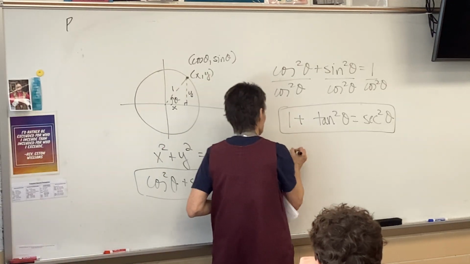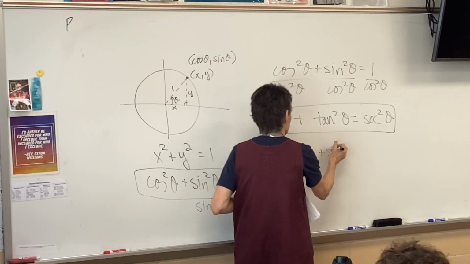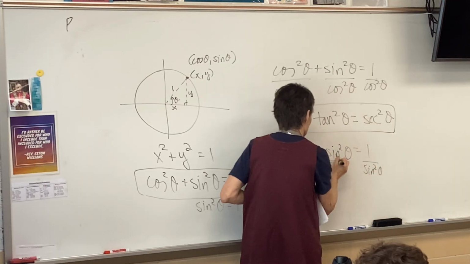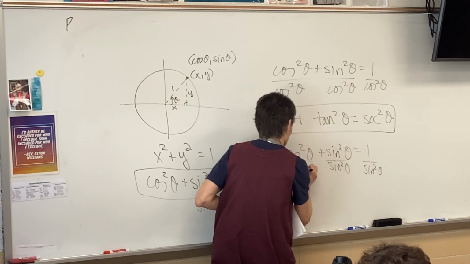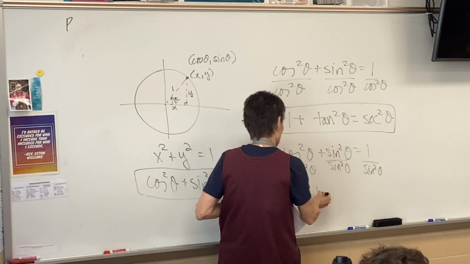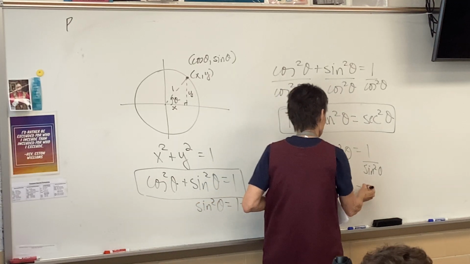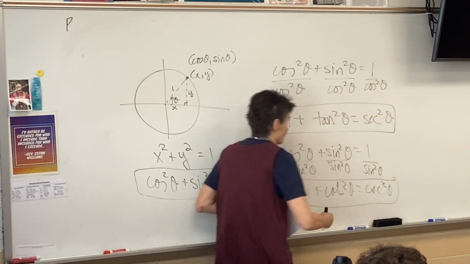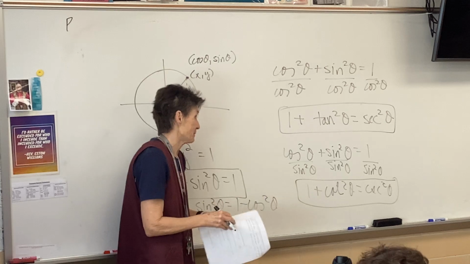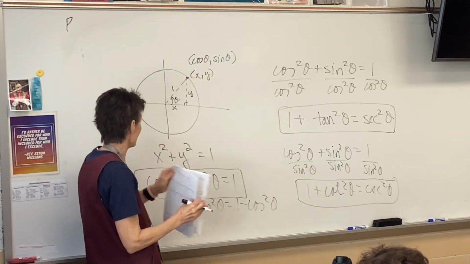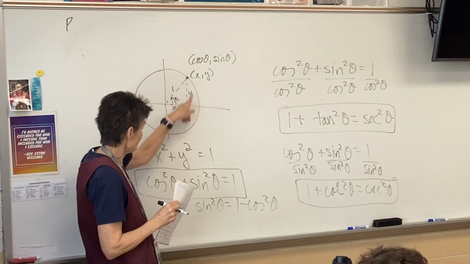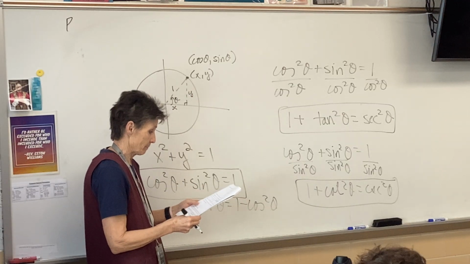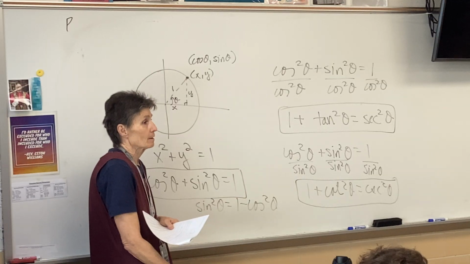What happens if we divide everything by sine squared? We get 1 plus cotangent squared equals cosecant squared. These are called the Pythagorean identities. Obviously, they come straight from the Pythagorean theorem. Okay?